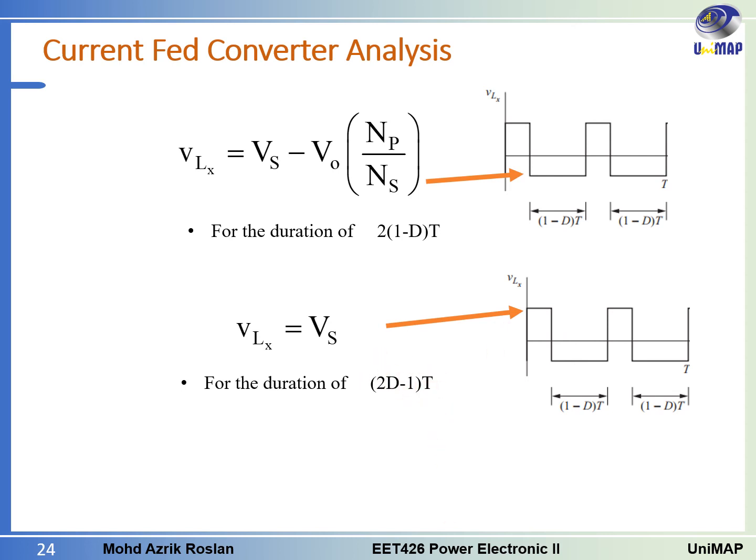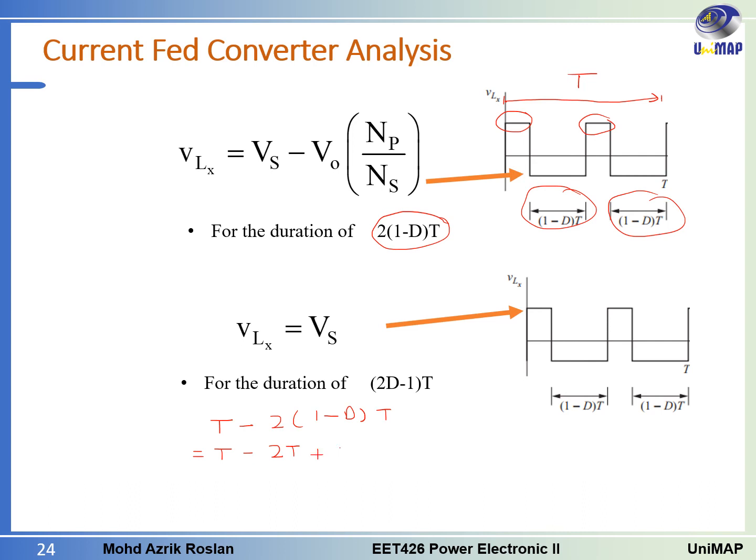2D minus 1 times T. We know that the duration from here to here is T. And then we have these two periods, which is 2 times (1 minus D) T. So if you want to find the remaining ones here and here, the equation will be T minus 2(1 minus D)T, which equals T minus 2T plus 2DT. Then we have 2DT minus T, which equals T(2D minus 1). So this is how we get this period.